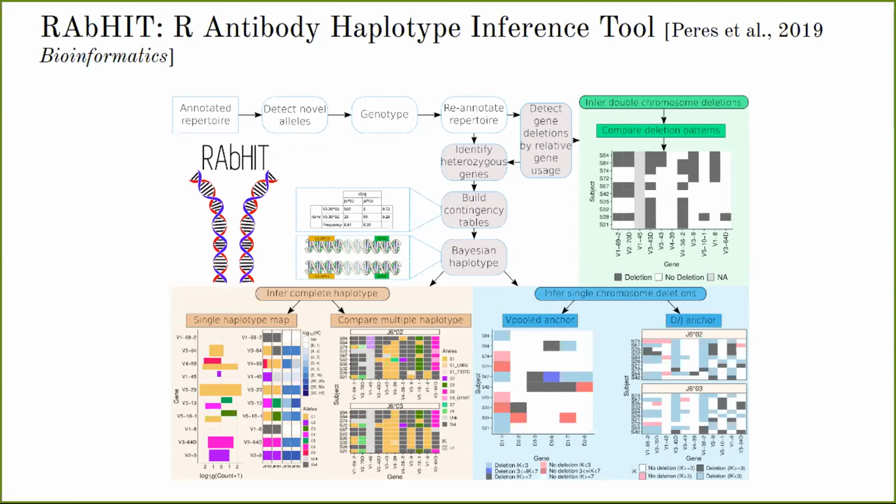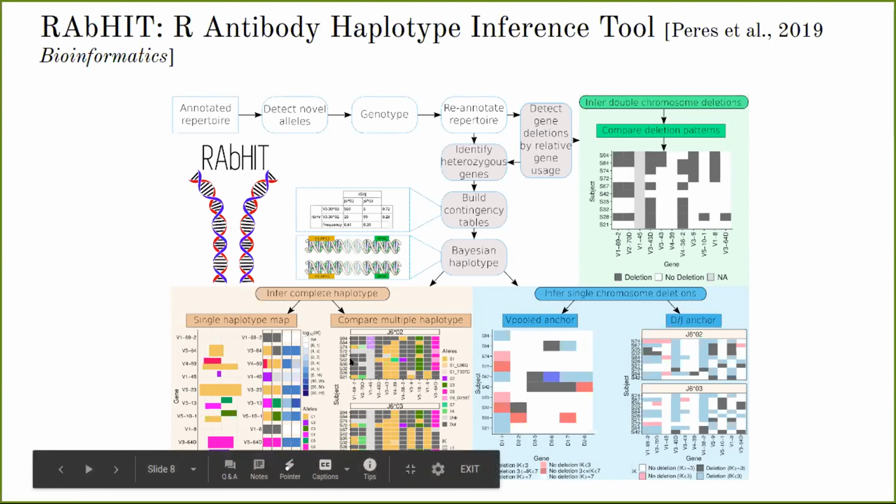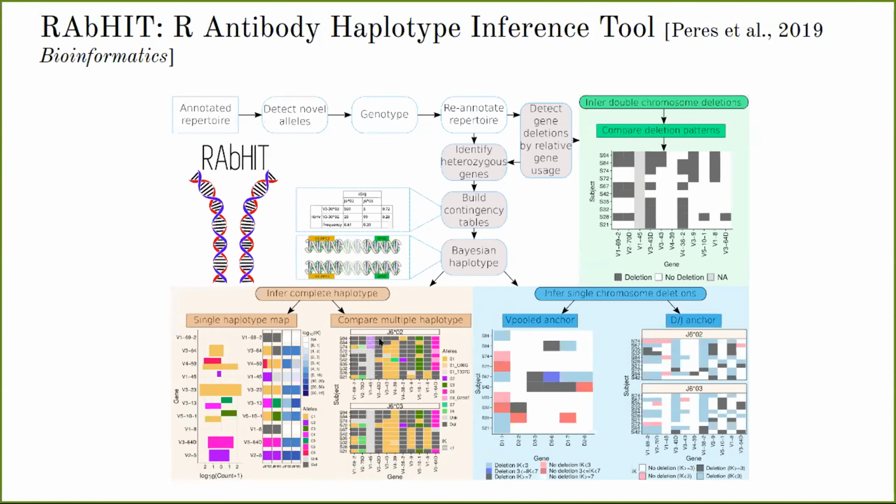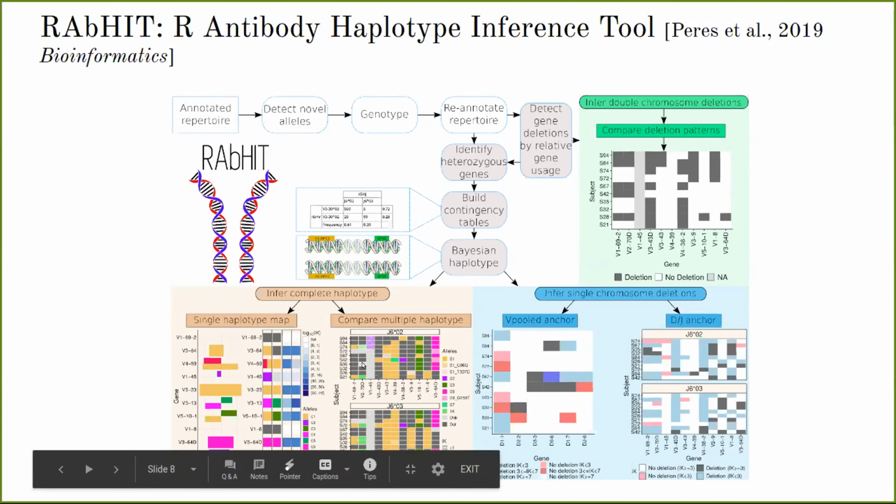What is interesting with this Bayesian inference is that it allows us to detect single chromosome deletions. As we can see here, all the gray boxes represent a deletion. Now the top panel represents the J602 chromosomes, and the lower one represents the J603 chromosomes. And what we saw is that in some cases, a gene can be deleted only on a single chromosome, not on both. For example, here.